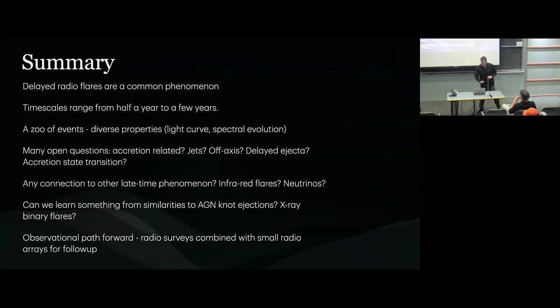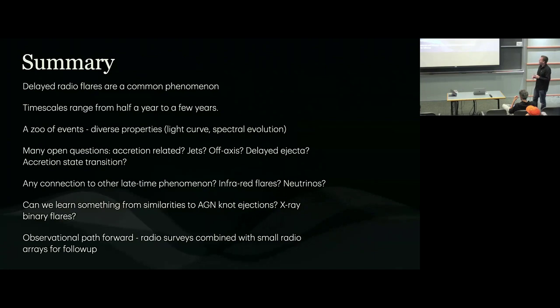So just to summarize, delayed radio flares are a common new phenomenon. Their timescales range from about half a year to a few years, and they can flare multiple times. It's really a zoo of events. As you've seen, there are diverse properties. Many of them don't match one with the other.